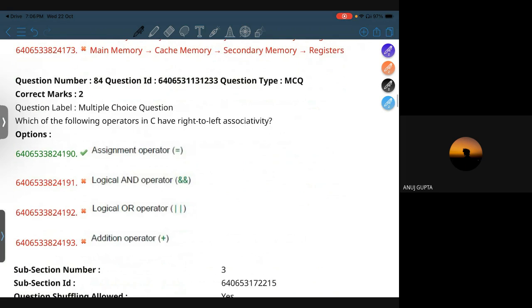Okay. In which of the following operators in C have right to left associativity? Okay. Assignment operator. This is from left to right. This is again from left to right. Same, left to right. This first evaluates whatever is on the right hand side, then assigns it to the left hand side variable.